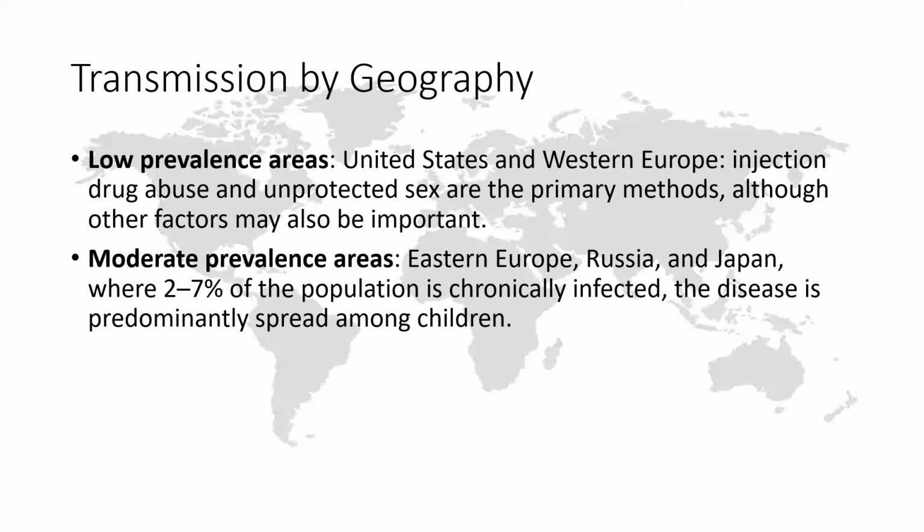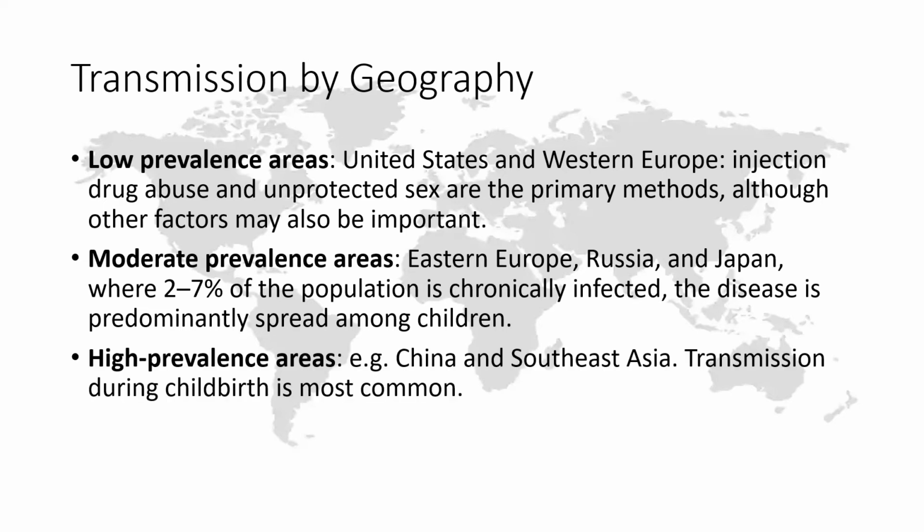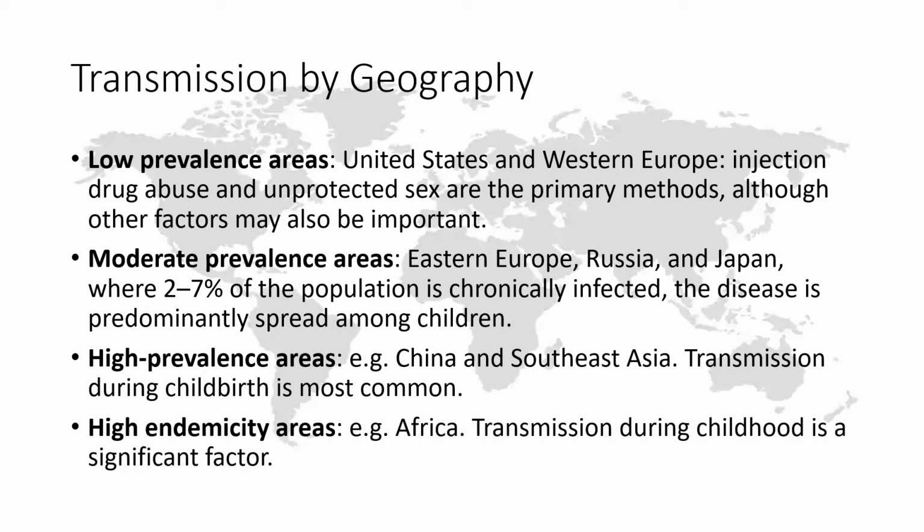So you have a lot of kids who have it, and then they hang out in school, or they bite each other, scratch each other, play with each other rough. That can transmit hepatitis B. In high prevalence areas, China and Southeast Asia, transmission during childbirth is most common. And in high endemic areas such as Africa, transmission during childhood. Again, kids playing with each other in a rough fashion is the most common mode of transmission.